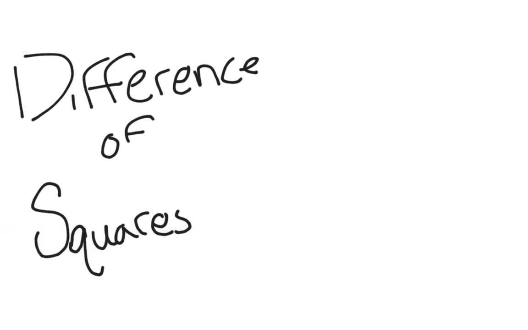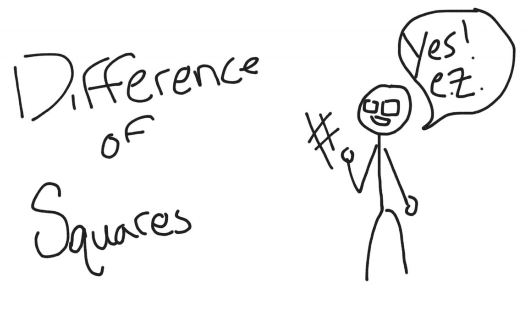Difference of squares is the first polynomial that we're going to learn how to factor completely. And we're going to be excited when we see difference of squares because difference of squares is the easiest thing to factor. It's not going to get any easier than this. We just have to make sure that we understand the steps that are involved in factoring difference of squares.